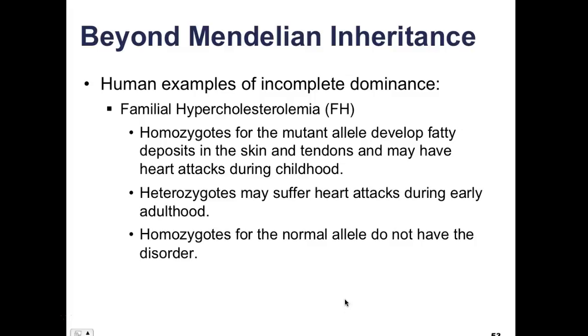Continuing with that, you have human examples of incomplete dominance. Human examples of incomplete dominance would be familial hypercholesterolemia, or FH. Basically what happens here is the homozygotes for the mutant allele develop fatty deposits in the skin and tendons, which can lead to heart attacks during childhood. Heterozygotes may suffer heart attacks during early adulthood, and homozygotes for the normal allele do not have the disorder.